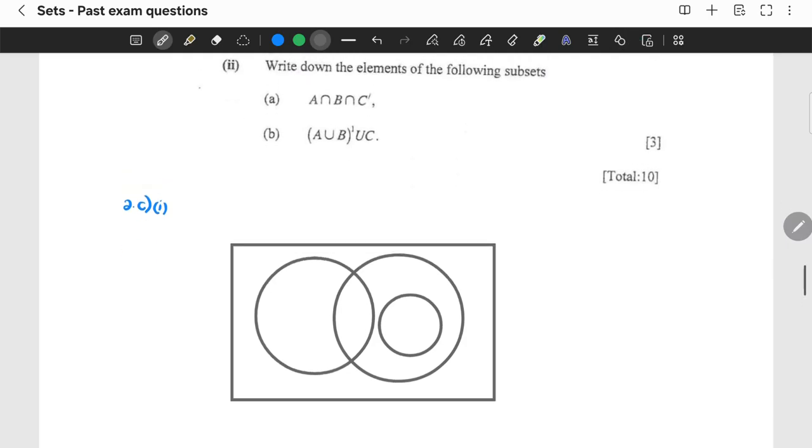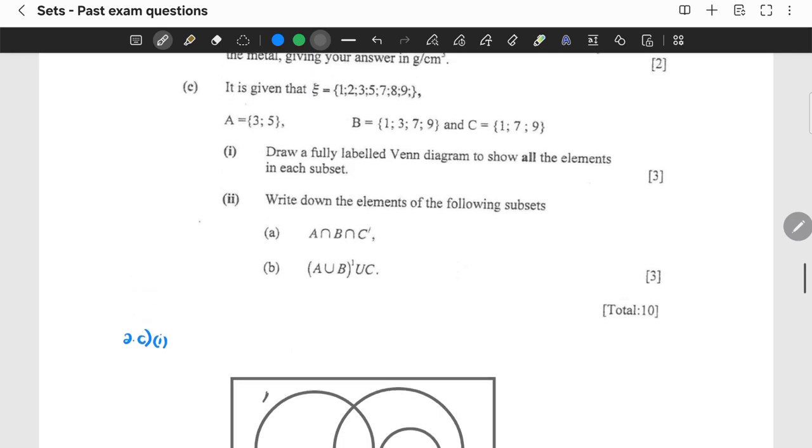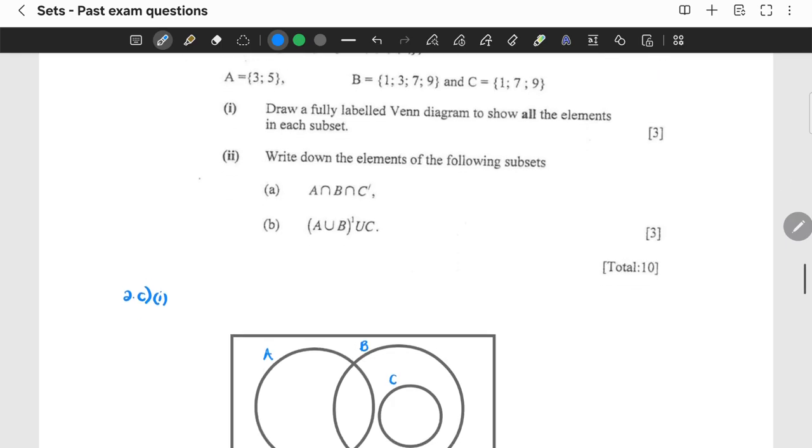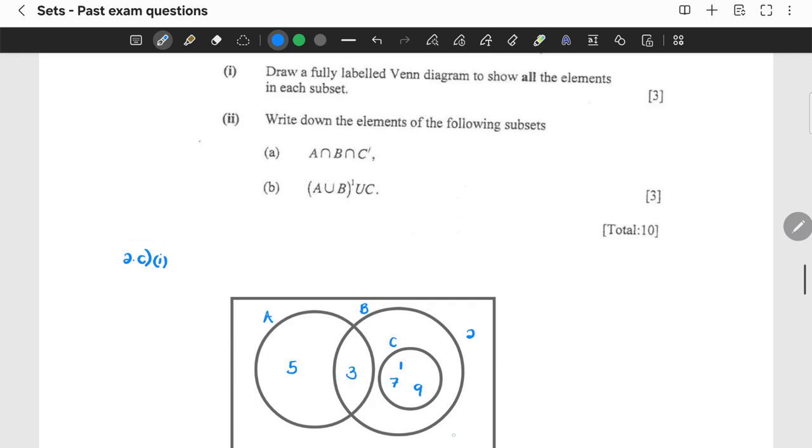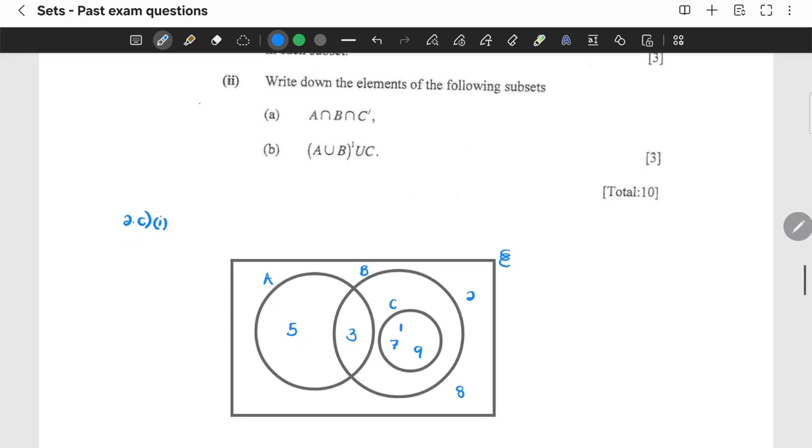So looking at the information that we have, we know that we have A and B and C. Everything that is in C is in B. So that's 1, 7, and 9. The other number that's in B is 3, which is also in A. So that's the intersection. And then the other number that's in A is 5. But 2 and 8 are in the universal set, but not in A, B, or C. So that's how you draw the Venn diagram and label everything.